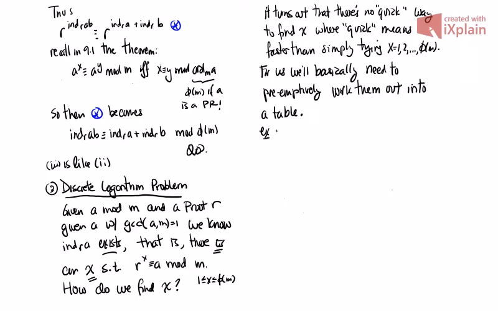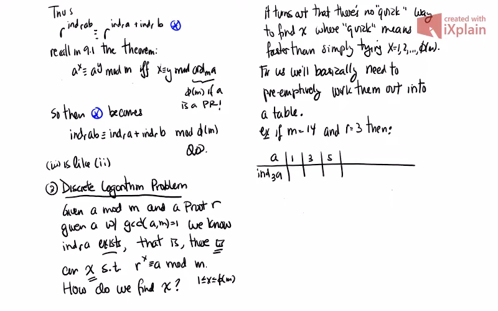So for example, if m is 14 and our primitive root is 3, then we might use this table. We would make up a table, basically an index table, which lists all of the a's that are co-prime to 14. So that's 1, 3, 5, 9, 11, and 13. And then we would put the index down below. So these were all worked out earlier when we wrote down all those powers at the beginning.